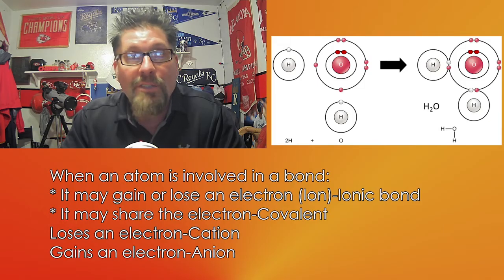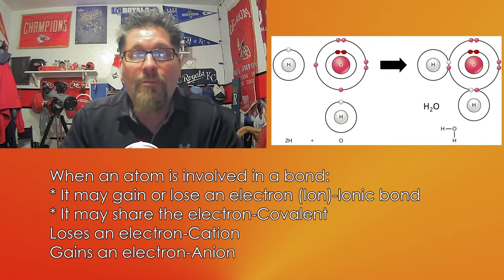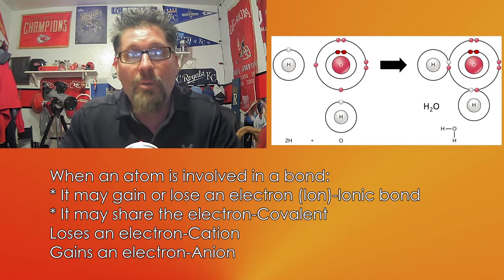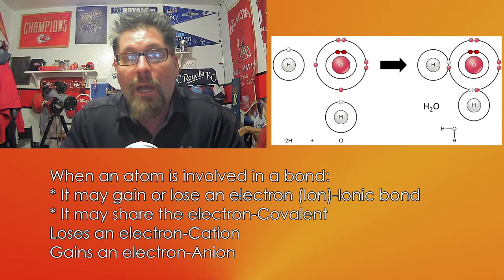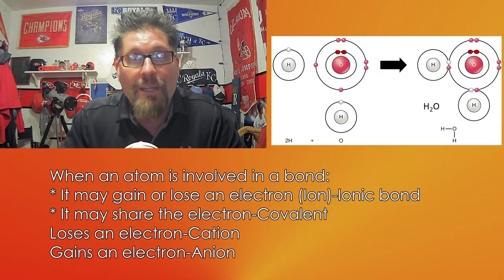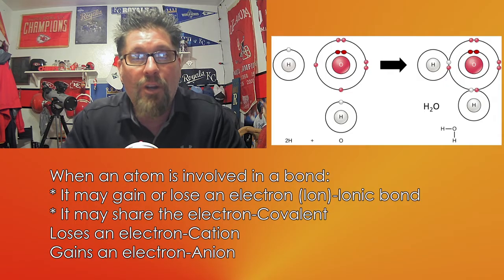Other ways it can be identified: if it loses an electron, it's considered to be a cation, and cations are elements that are found in those first two rows on the far left of a periodic table. Anions are atoms that gain electrons, and they are typically found in the right third of a periodic table.